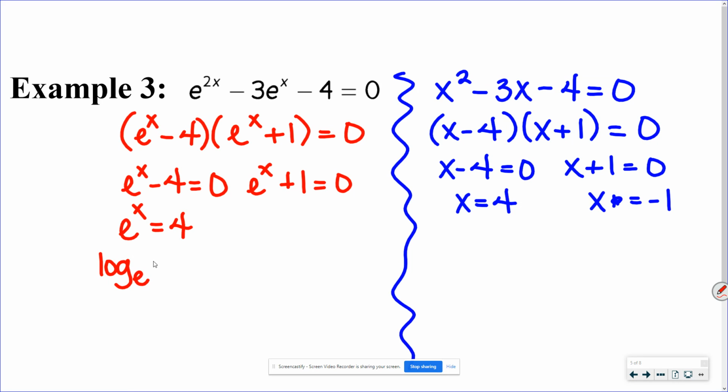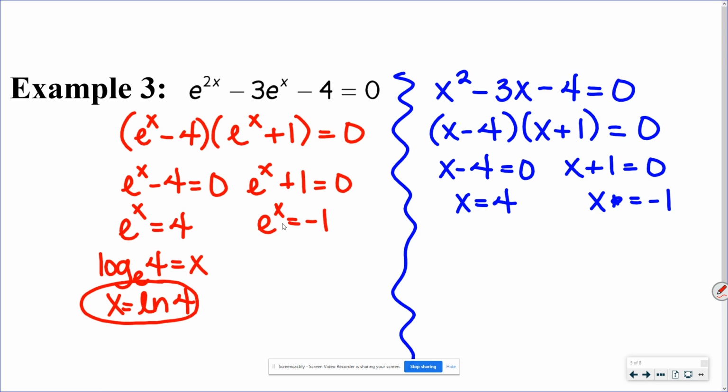Take the base, make it the base. Take the outside, make it the inside. Take the exponent, make it the other side. So log base e of 4 is equal to the value of x. And log base e, remember, is the same as the natural logarithm, which we call ln for short. And since we're not using calculators on these questions, that would be the answer, ln of 4, okay? I'm going to go to the other half of this problem, and I'm going to solve it for e to the x, and then do the logarithm song again.